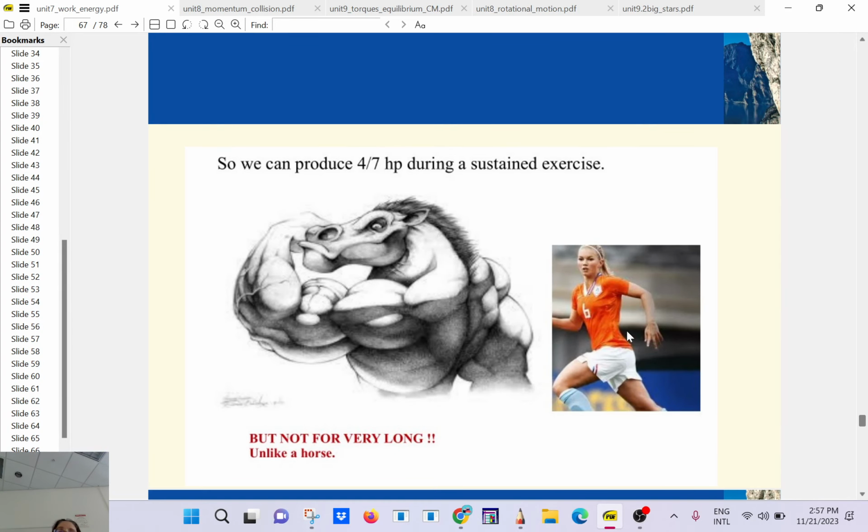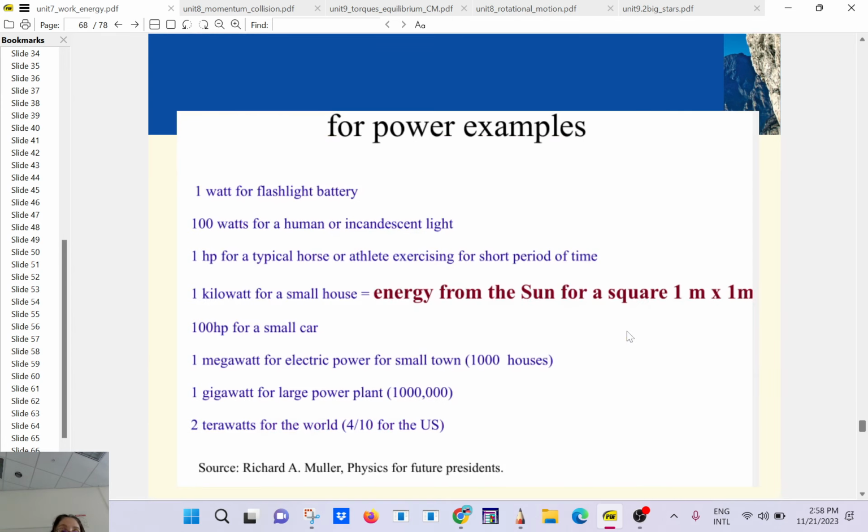Okay, so interestingly, we can produce as much energy as a horse during a given time, but only during a small amount of time. You have to be a very good athlete to be able to go up to 1 horsepower. You can do it, but only during a short time. So here are some examples for power. For a small house, you need about 1 kilowatt.